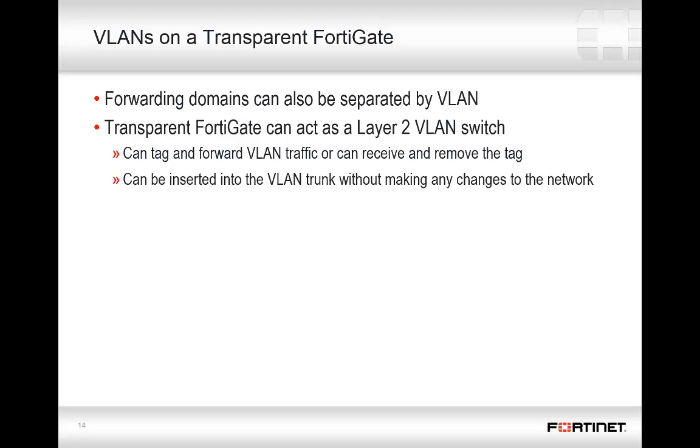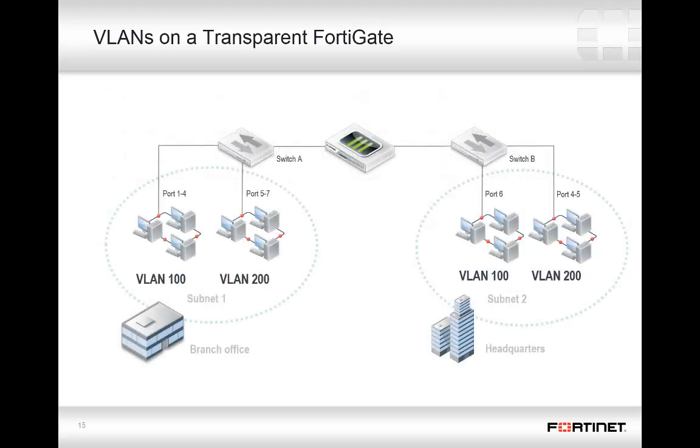Another way to restrict the scope of broadcast forwarding is to configure VLANs. FortiGate can be an IEEE 802.1q VLAN trunk in transparent mode. Here are VLANs with a transparent FortiGate. Traffic originates here on a computer and is sent to switch A. The switch tags it with VLAN 100 and sends it to switch B.